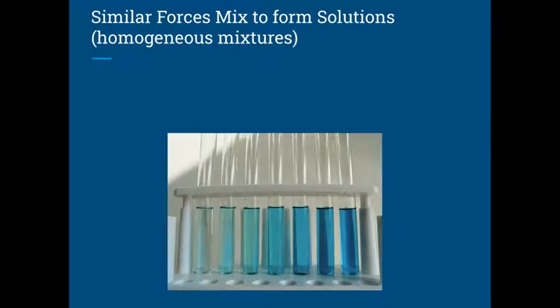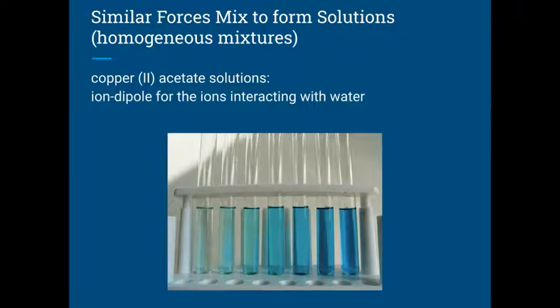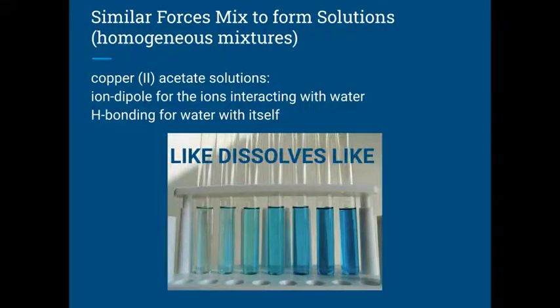So similar forces mix to form solutions. And remember, solution is just another word for homogeneous mixtures. So here are some images of some different solutions. These are copper 2 acetate solutions. And what type of compound is copper 2 acetate? So we have a metal, a transition metal, and a polyatomic anion. So this is an ionic compound. This is an ionic compound that's soluble in water. So we have ion dipole for the ions interacting with water, and then hydrogen bonding for the water itself. So like dissolves like.